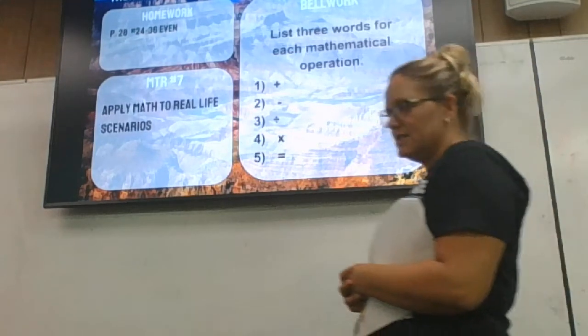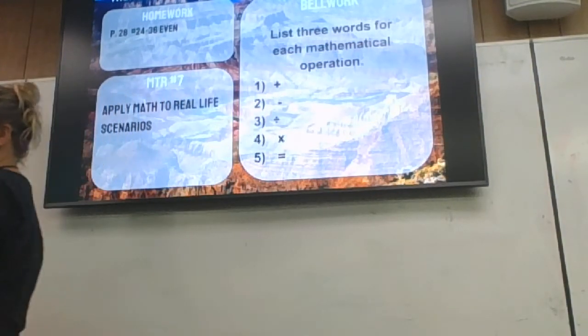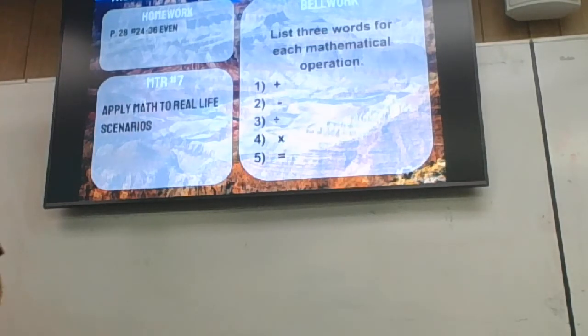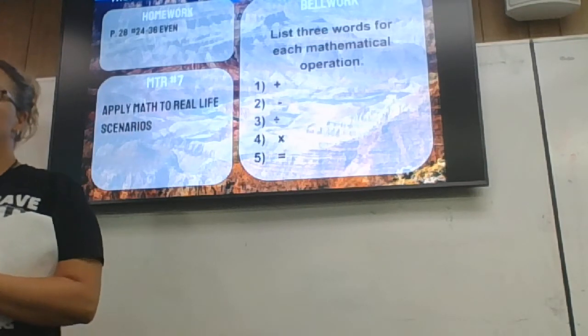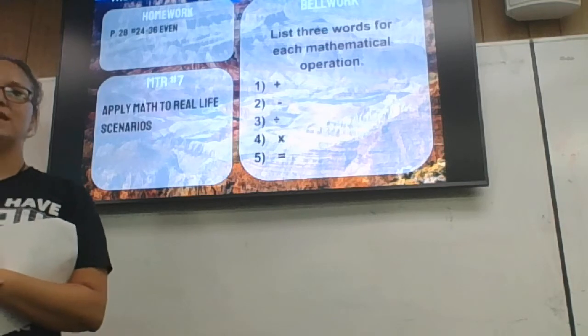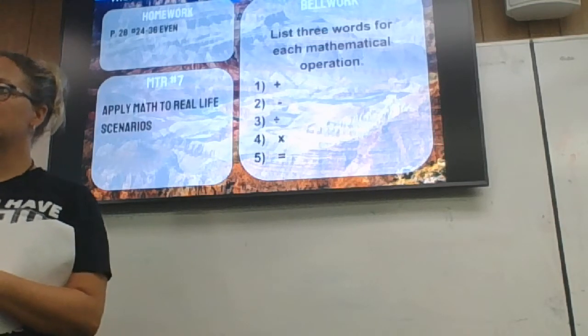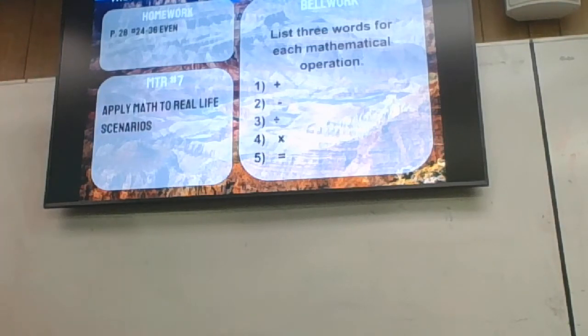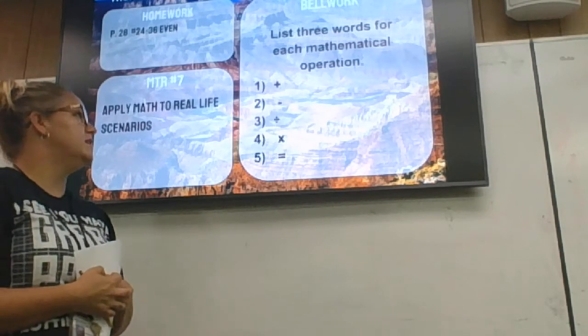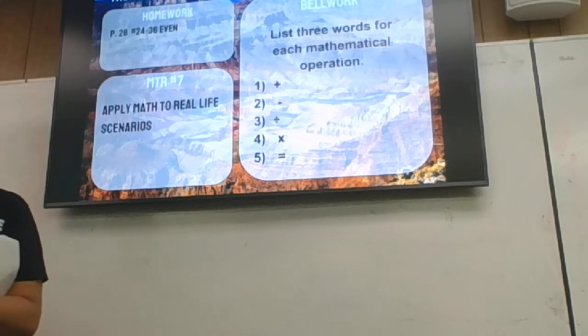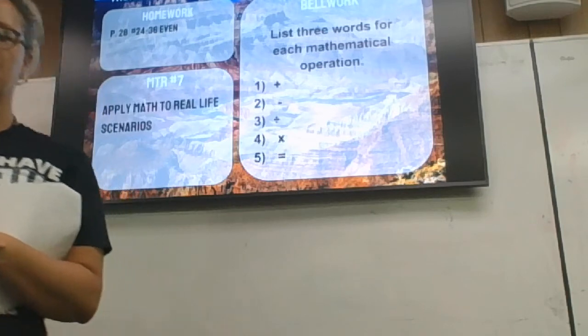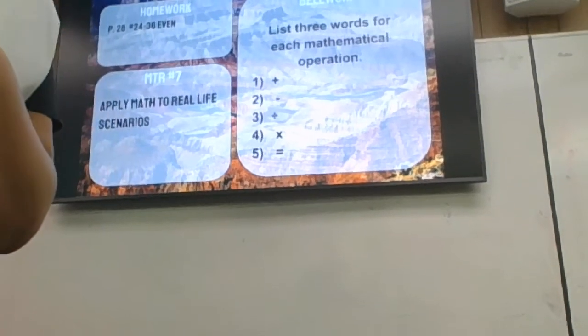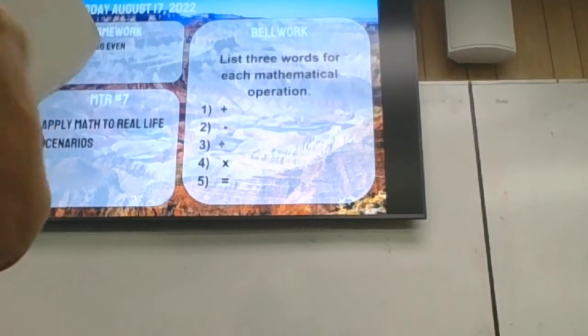I'll put some ideas up here for you. First, try to think of something for each symbol. Just writing what this symbol is in words works. So 3 words for each operation, and some have lots and some don't. So you might not get 3 for all of them. Try to get at least 1 for all of them.